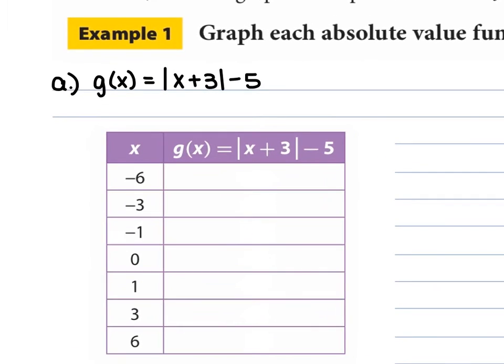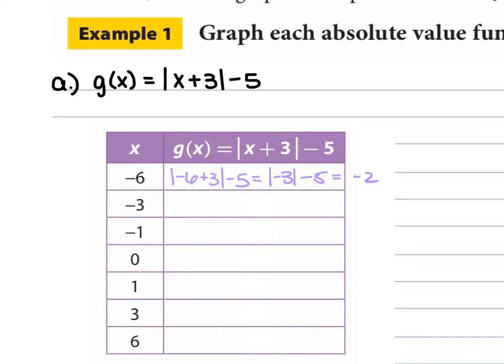So if we look at example A, we have g of x is equal to the absolute value of x plus 3 minus 5. So we're going to plug in these x values. So we're going to have the absolute value of negative 6 plus 3 minus 5, which is the absolute value of negative 3 minus 5, which is 3 minus 5. We are going to subtract this 5 from the 3, which will give us negative 2.